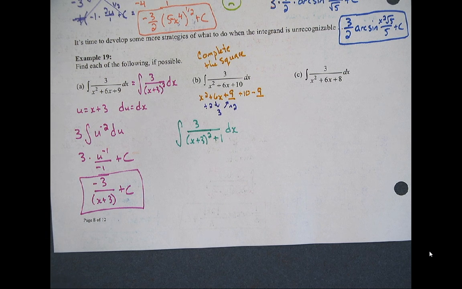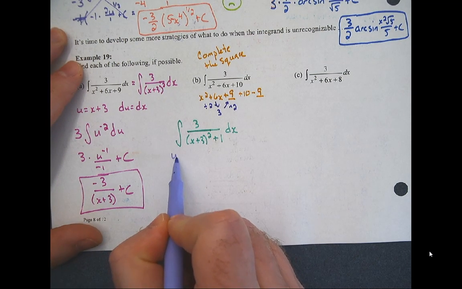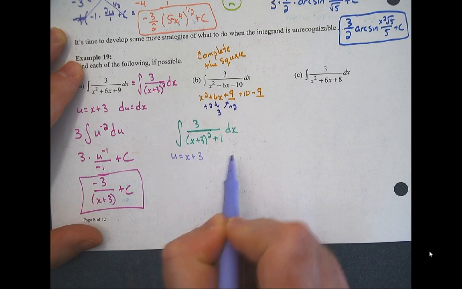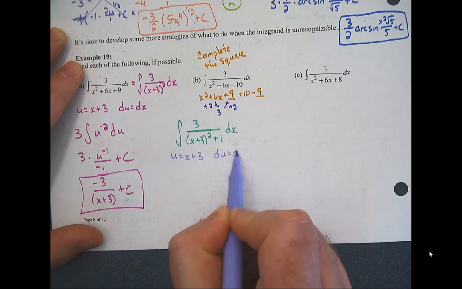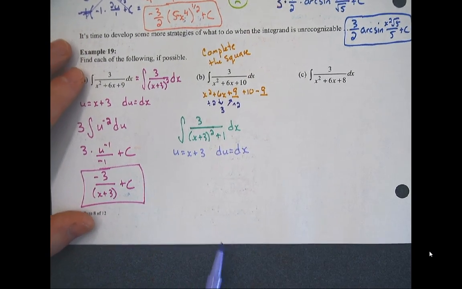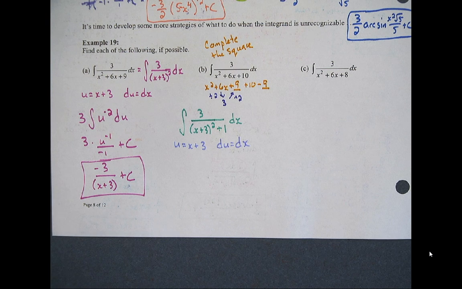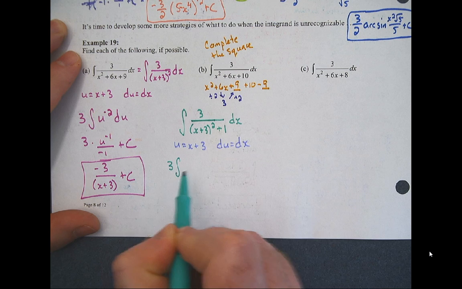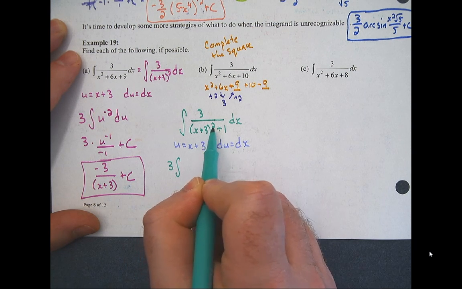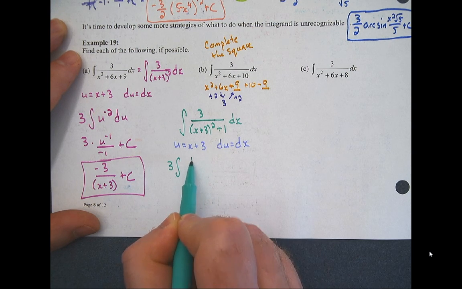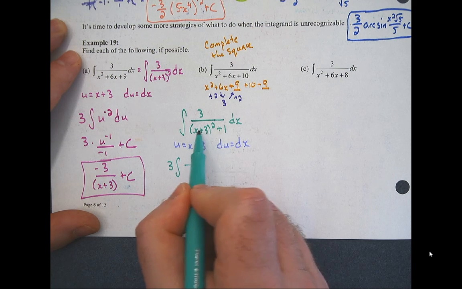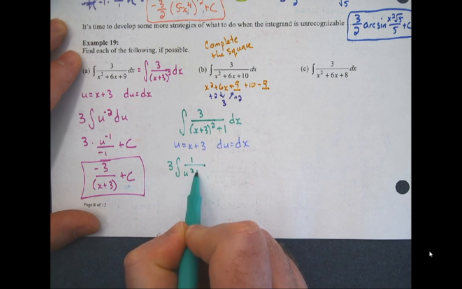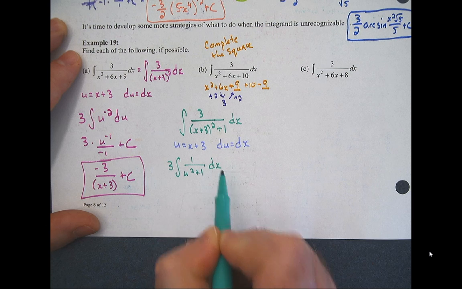Now who's our inside function? So our inside function, u equals x plus 3. du equals dx. That's a good sign. That means I don't have any corrections. Do we have any constants? Yeah, we have the constant of 3. The integral of 1 over, and this became our u, so that's u squared plus 1 dx.